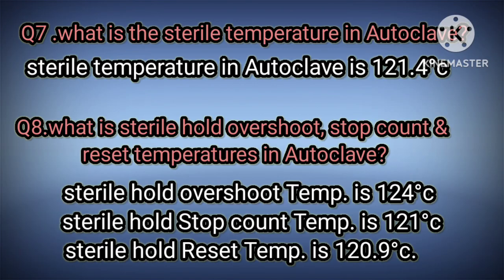What is the sterile temperature in autoclave? Sterile temperature in autoclave is 121.4 degrees centigrade. What is the sterile hold overshoot, stop count, and reset temperatures in autoclave? Sterile hold overshoot temperature 124 degrees centigrade. Sterile hold stop count temperature 121 degrees centigrade. Sterile hold reset temperature is 120.9 degrees centigrade.